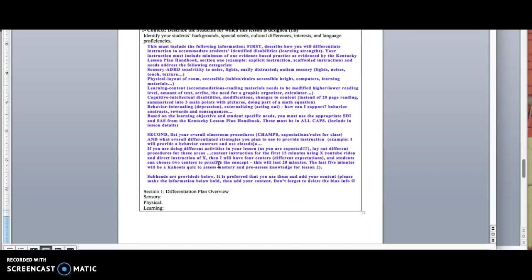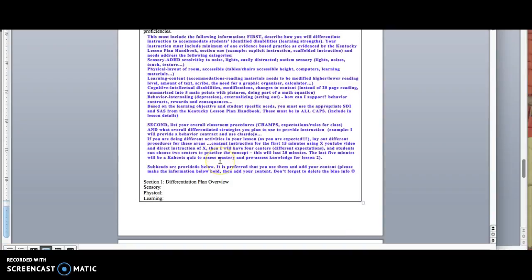And as you go through your lesson, here in blue are some reminders of things that overall you need to fill out. So when I'm thinking about differentiating for my student, as far as sensory needs goes, I'm going to limit external noises and distractions. Students coming in and out of the room are very distracting.